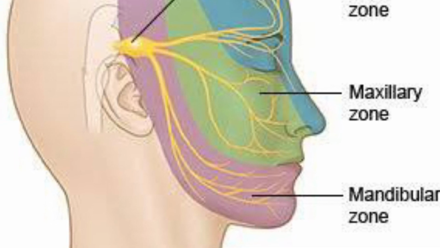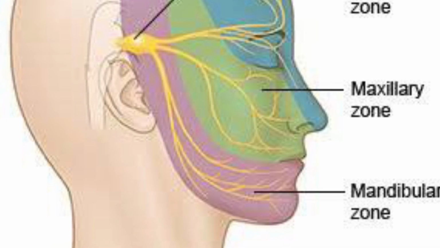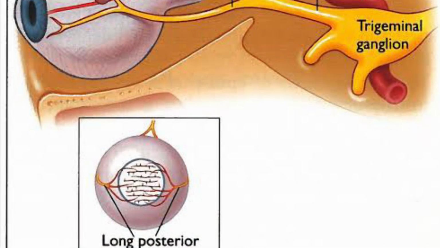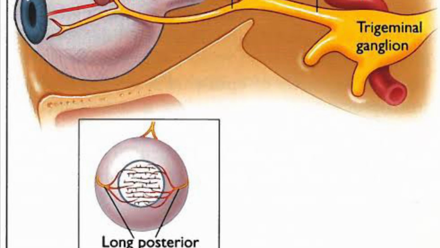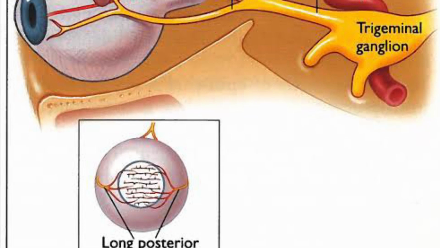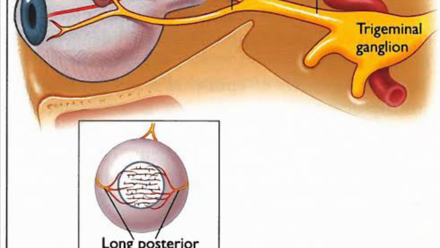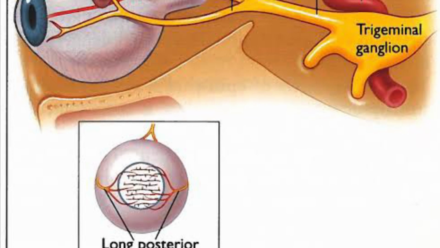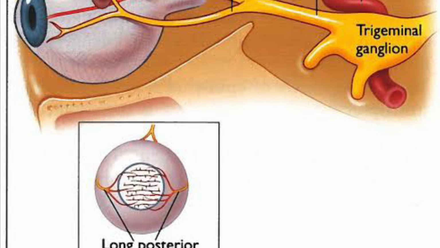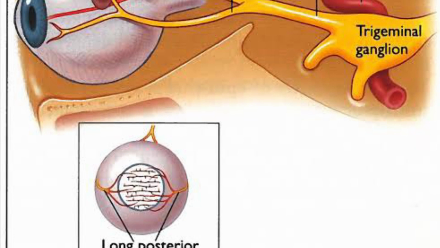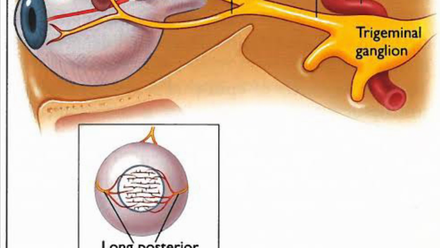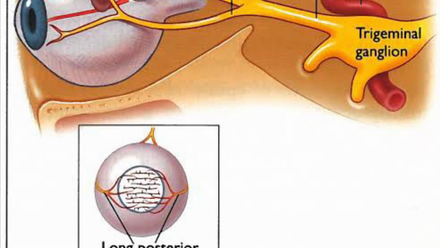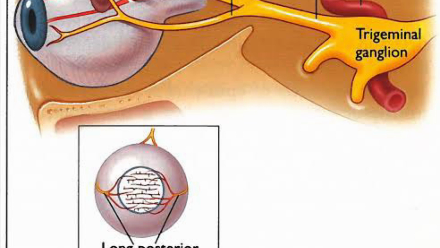Now let us talk about the ophthalmic division. This is the first division of the fifth nerve and lies below the sixth nerve in the lateral wall of the cavernous sinus. It supplies the forehead, nose, and scalp up to the vertex. The first branch is the lacrimal nerve, which runs along the lateral rectus muscle to supply the lacrimal gland. It also supplies the skin over the lateral eyelid and brow.